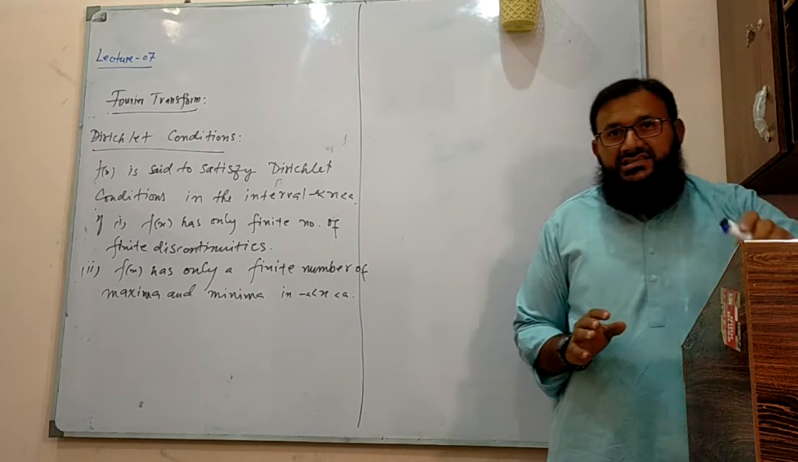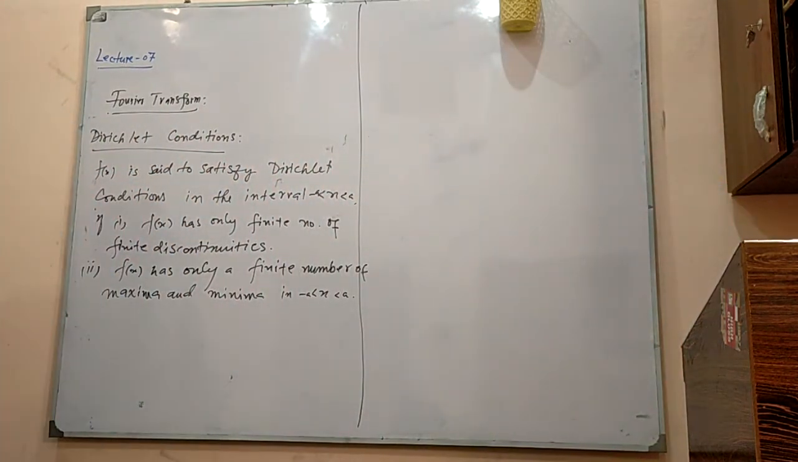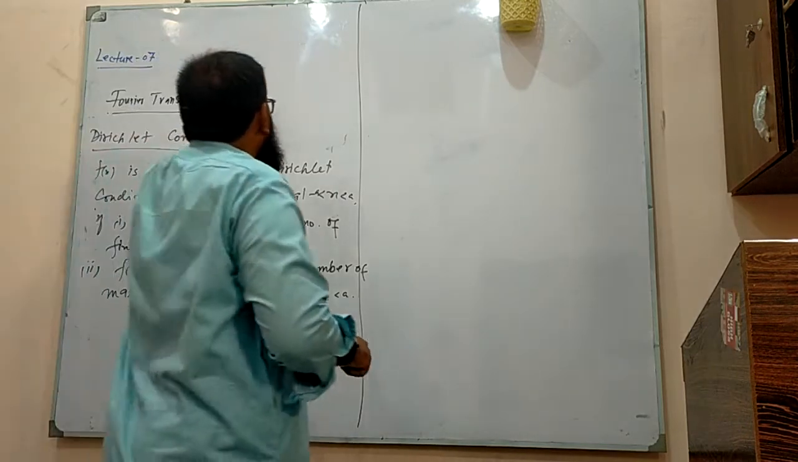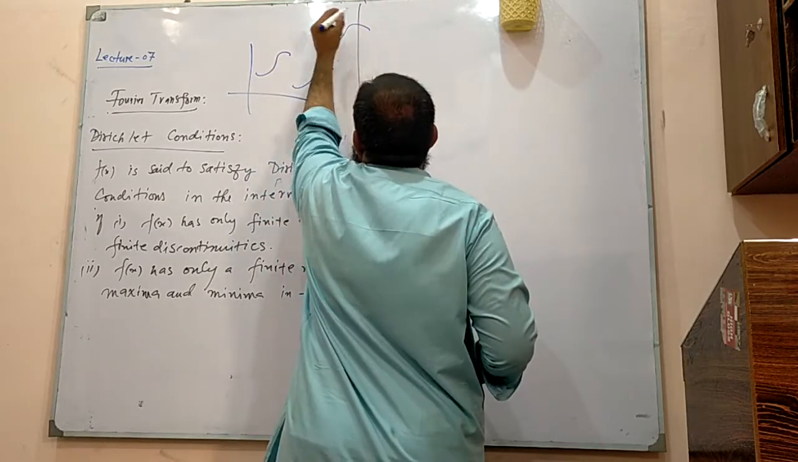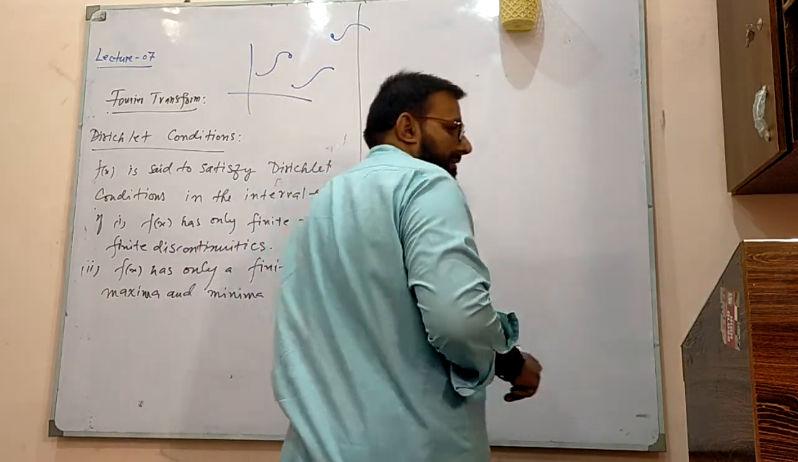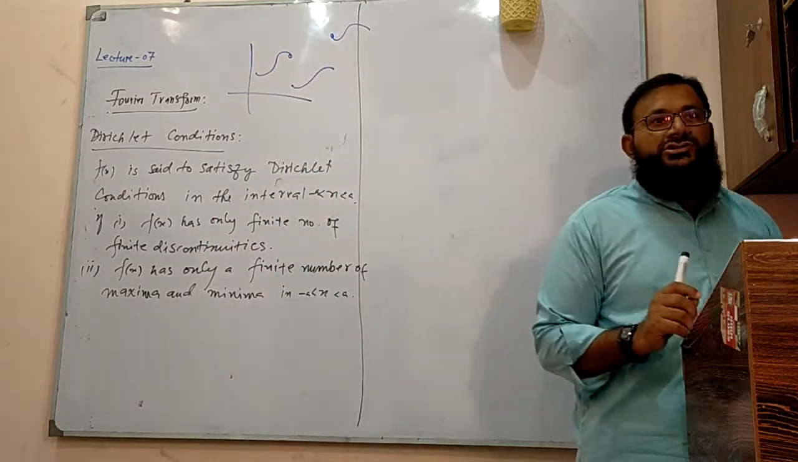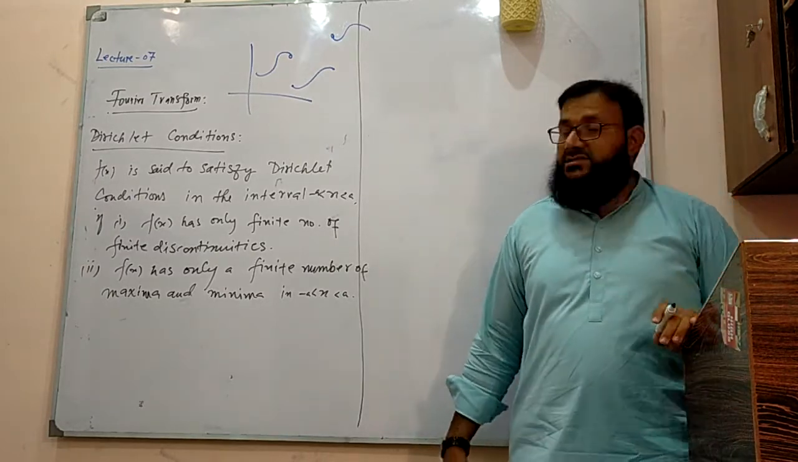Can you tell me what do these conditions mean? The first one is f of x has only finite number of finite discontinuities. Or you can give me a counter example as well. Like you have a function, it's discontinuous here, it's discontinuous, then it goes like this. So it's discontinuous here, it's discontinuous here. But these discontinuities in some interval should be finite. Like one discontinuity, 2, 3, 4 and so on. But these should be finite.